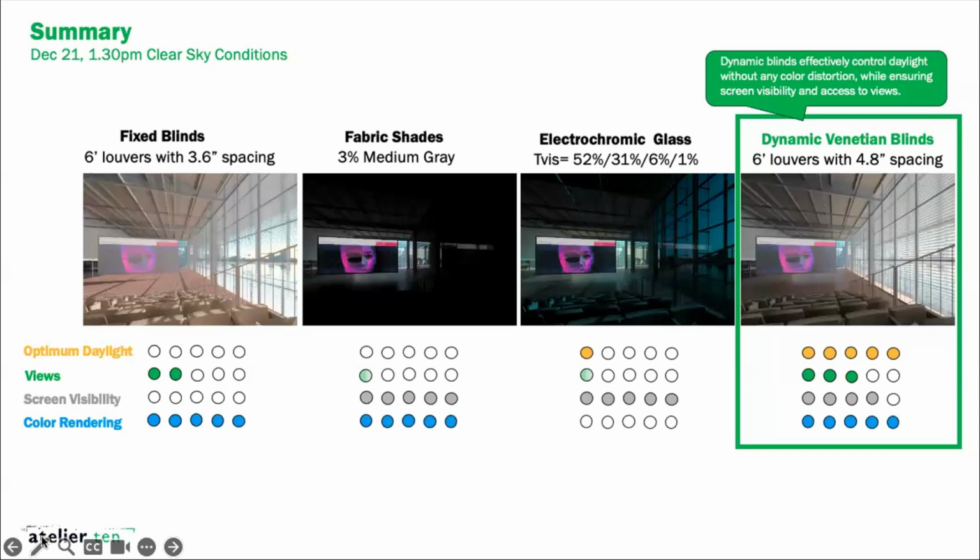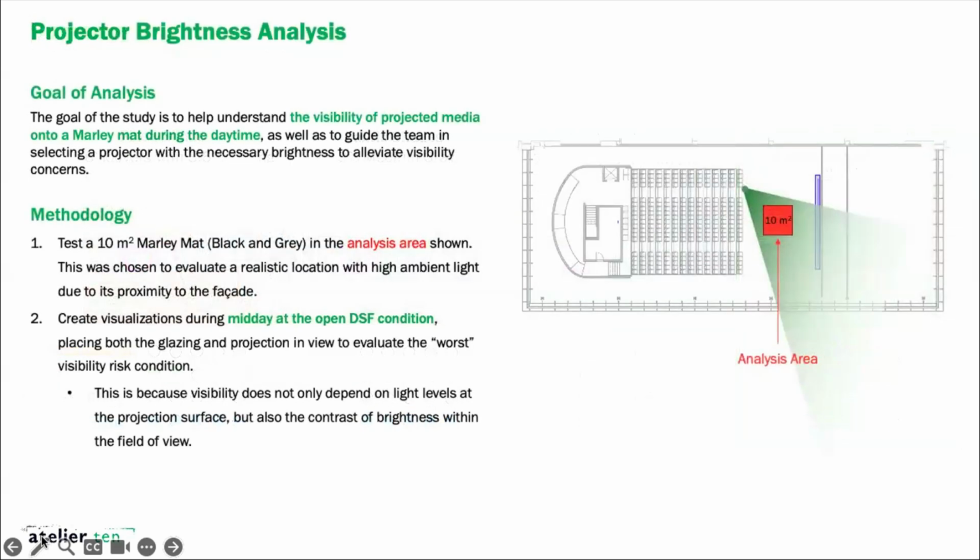And this is a helpful graphic to compare why we ultimately fully committed on the Venetian blinds that are dynamic, because if you look at all the metrics comparing it at this time, which is 1:30 during the winter, which was a time of concern, you can see that the dynamic Venetian blinds is performing better than the other ones. So that's the screen visibility test that we did in terms of the shading design.